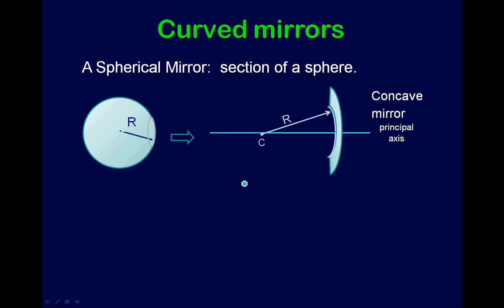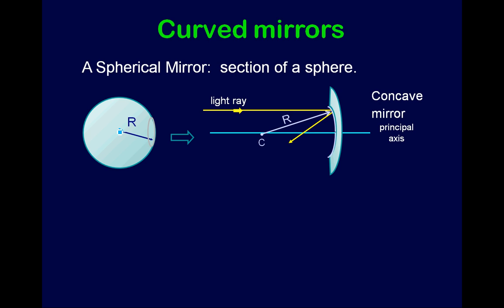Now when we deal with these mirrors, we're going to find what's called the principal axis, which is just a line going straight through the center of the mirror. And we define this C. This C is the center of curvature, which is literally the point at the center of the sphere that this mirror used to be a part of. And so the concave mirror will work like this.